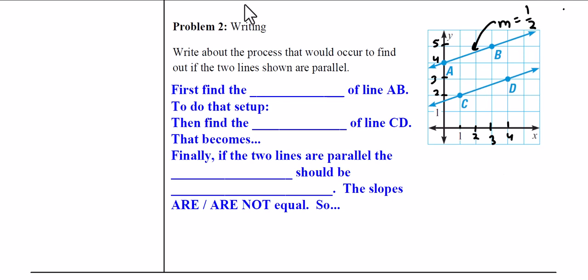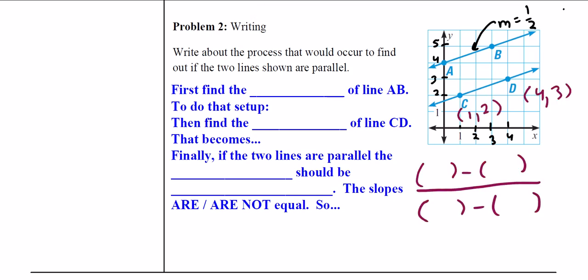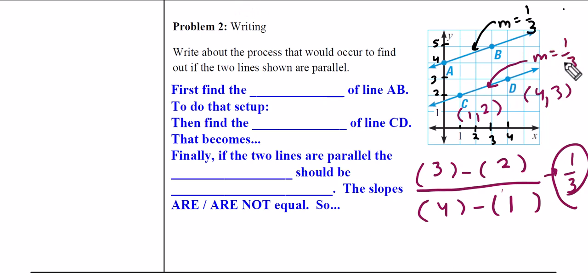Then we find the slope of line CD. So that comes from the setup right here. We have the slope formula set up. We'll have a 3 minus a 2 and a 4 minus a 1. If we simplify that, we get 1 over 3. That is the slope of the second line CD. I think I did a typo before, but it's fixed now. So the first one had a slope of 1/3. The second one had a slope of 1/3.